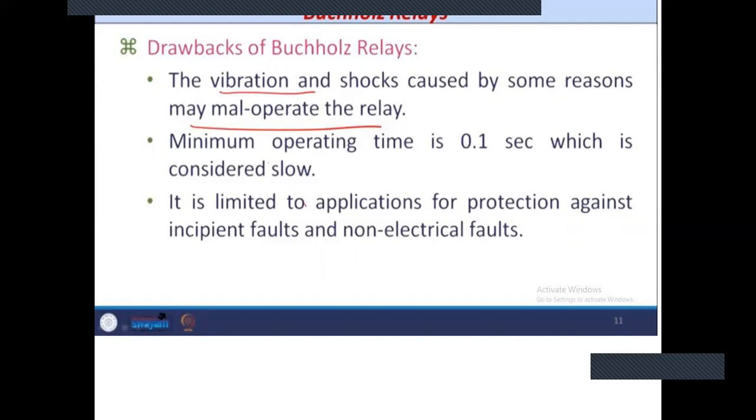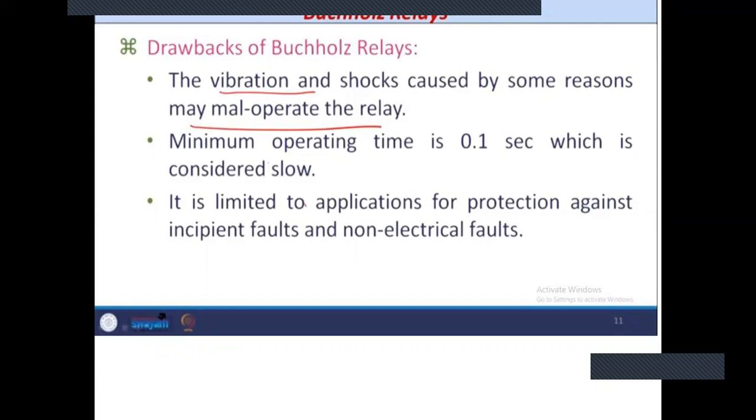The third drawback is that the application of the Buckholz relay is limited to protection against incipient or non-electrical faults. This type of relay cannot be used for protection of the transformer against electrical faults or internal faults in the winding or the core of the transformer. With this background, we will discuss the second type of fault that occurs inside the transformer, in the winding and the core.